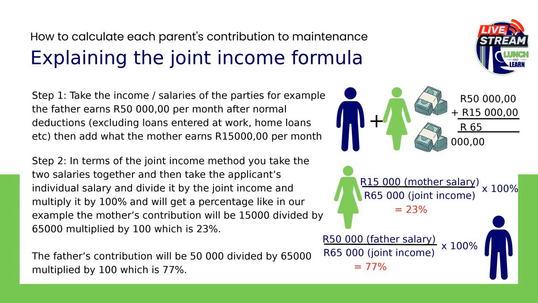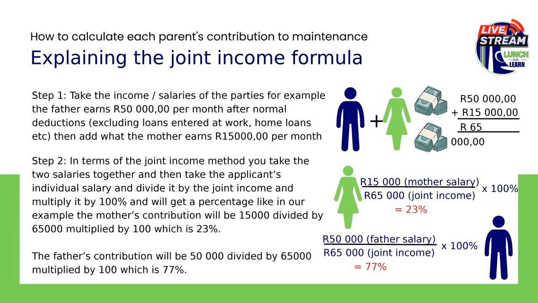So what we do in step 1, let's just start with step 1. We go from the premise that the father earns an amount of 50,000 Rand and mom earns an amount of 15,000 Rand. So dad pays 50,000 Rand and mom pays 15,000 Rand. So the total amount of income between those two is 65,000 Rand. We add those two together. That is step 1. That's the first thing that you need to do. So we need both parents' income, and we add those two together.